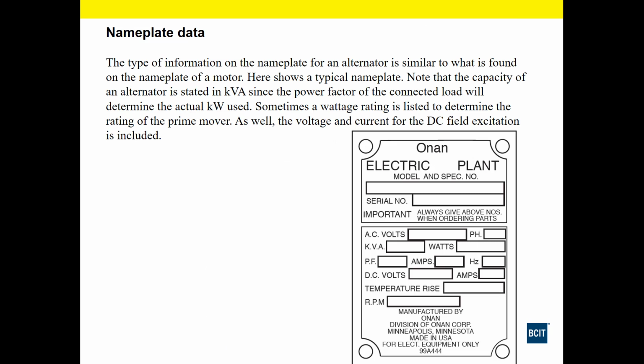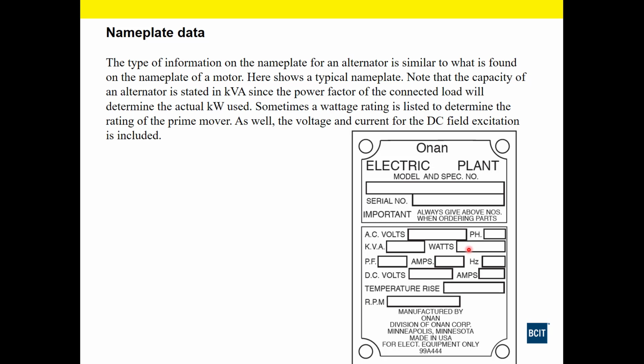Okay, nameplate data. Now let's have a look at this nameplate here. The type of information is similar to motors. Very similar. We're going to have the model number, the serial number, the output volts. Phases, three-phase. We're going to have kVA on this one though. Why is that? It's the same reason as for transformers: the power factor is going to vary depending on our connected load here. And then we're going to have watts, and that's used to determine actual kilowatts used.